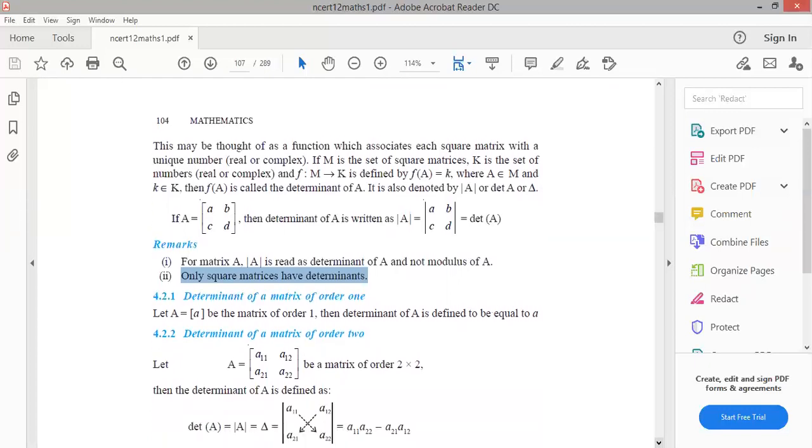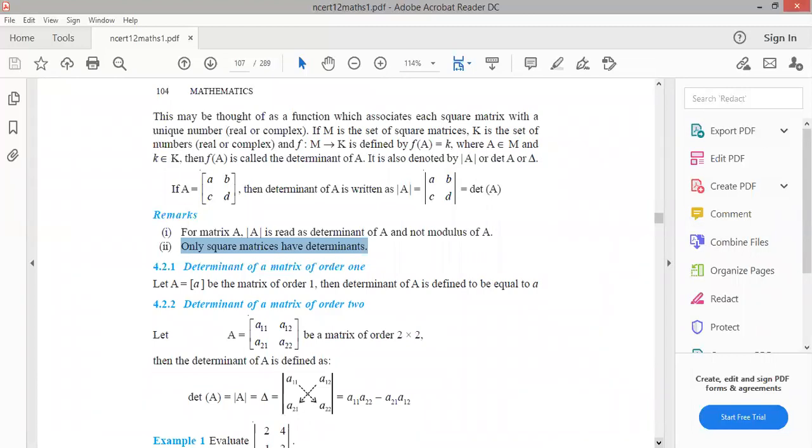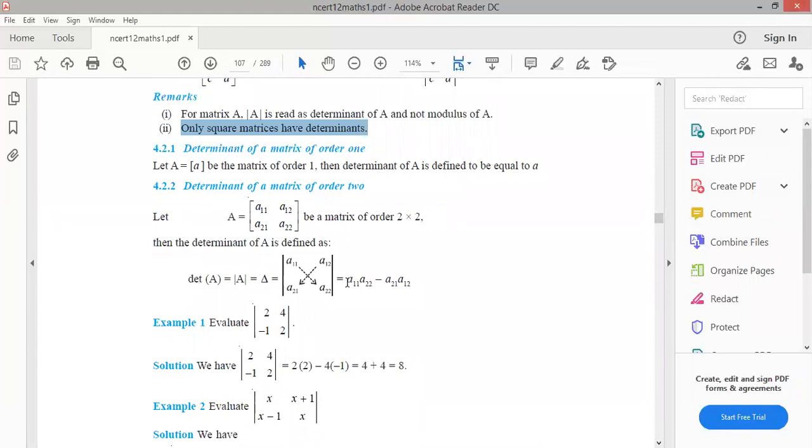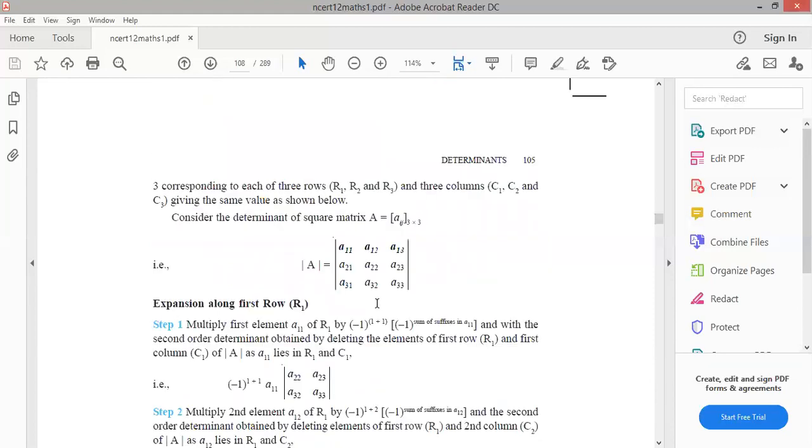How to calculate the determinant of order 2? In order to calculate the determinant of a matrix of order 2, we will follow this procedure: multiplying A11 with A22 and multiplying A21 with A12, but subtracting these off-diagonal entries' product from the diagonal entries' product. This quantity, the subtraction of these numbers, is the determinant associated with a 2 cross 2 matrix. Similarly, we can find the determinant of a 3 cross 3 matrix.